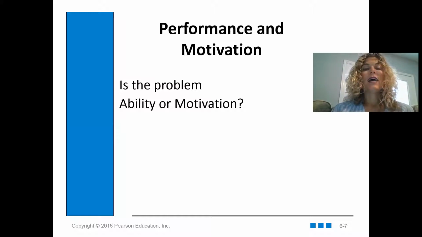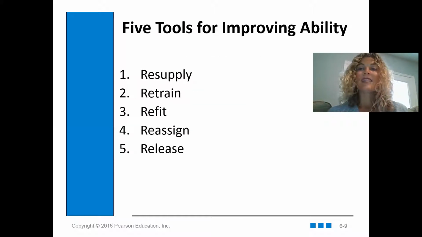If we decide that it's an ability problem, right? If we say this employee's performance is lacking because of lack of ability, the tools that you see up on the screen are options for us, right? As managers, we can say, all right, here's what we can do to help this person, because that is our goal. Our goal is to help this person improve. The last step of the 5 tools is to release, to fire the employee. And we really want to try to avoid that because that is a costly decision.